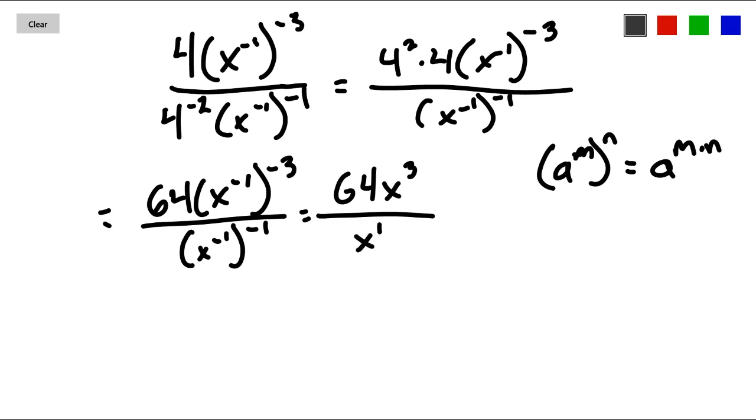And then I can use the quotient rule to reduce this fraction. So one of the x's on the top cancels with the one on the bottom, and then I'm left with 64x squared as my final answer.